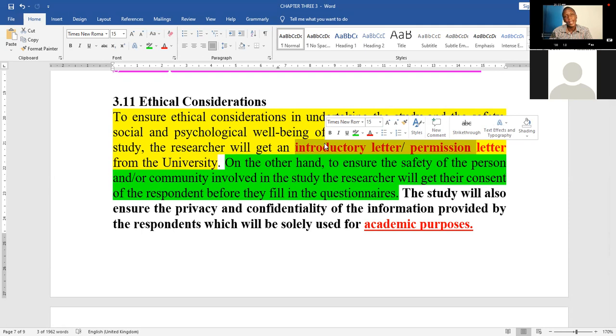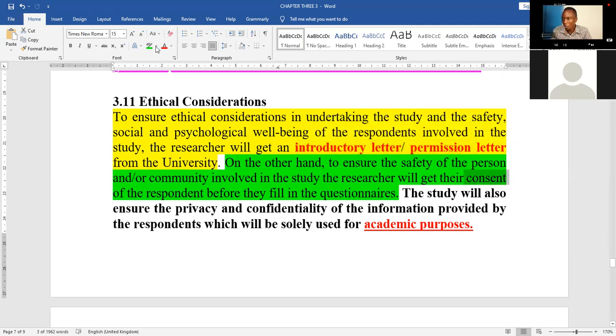Now, when they give you permission to do research from their bank, it doesn't mean that you're going to start distributing the questionnaires. No, you're supposed to seek consent from individual respondents in the case study. Meaning that after the management has given you permission to do research from there, you have to go through the employees of the bank and even the bank clients. Ask them individually, one by one, for permission to participate in your research.